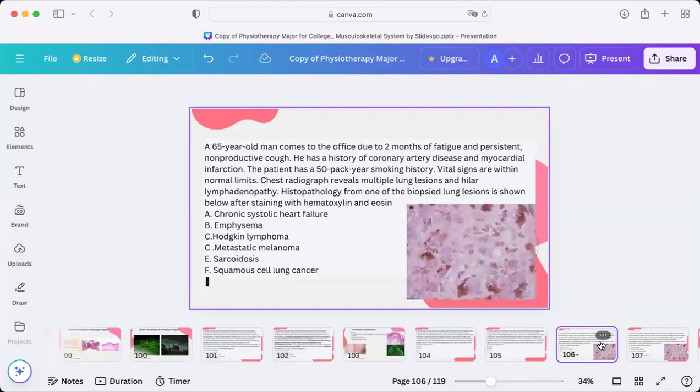We have a 65-year-old man that comes to the office due to 2 months of fatigue and persistent non-productive cough. He has a history of coronary artery disease and myocardial infarction. The patient has a 50-pack year smoking history. Vital signs are within normal limits. Chest radiograph reveals multiple lung lesions and hilar lymphadenopathy. Histopathology from one of the biopsied lung lesions is shown below. After staining with H&E, what is the diagnosis?